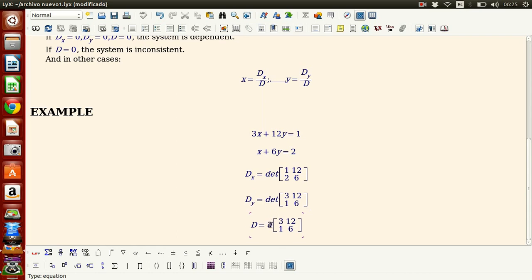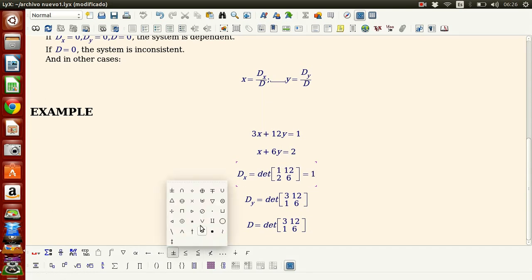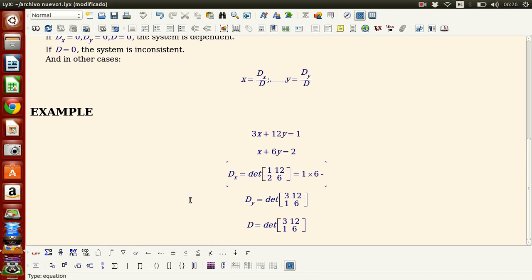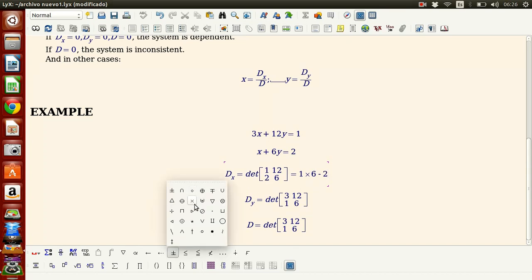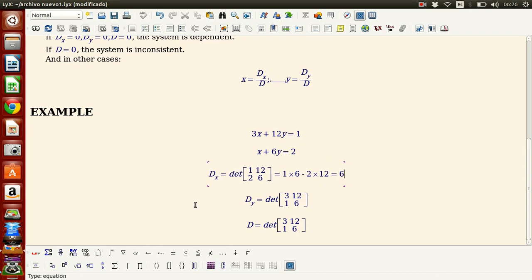Maybe you will be asking right now what a determinant is. Remember, a matrix is just an array of numbers. So we organize the numbers. And the determinant is an operation that we can perform with this matrix. For this type of matrices, 2 times 2, we just have to multiply the diagonals and subtract. So which are the diagonals here? 1 and 6, and 2 and 12. So the determinant of this matrix is 1 times 6 minus 2 times 12. So in this case it's 6 minus 24. Dx is minus 18.